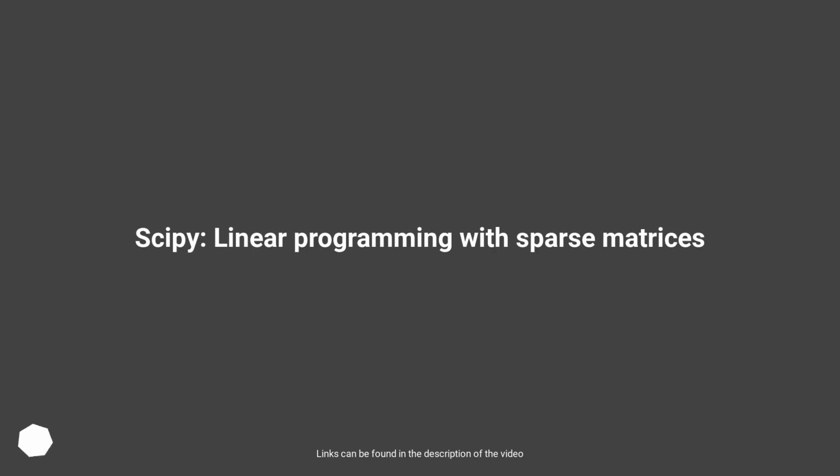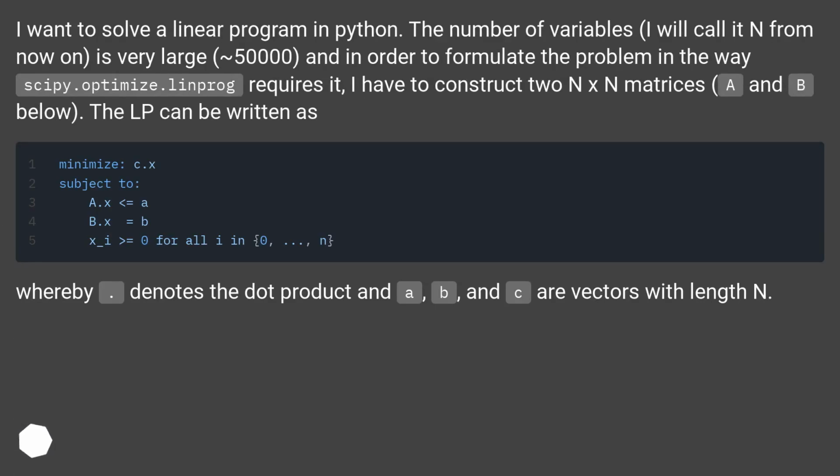Scipy, linear programming with sparse matrices. I want to solve a linear program in Python. The number of variables, I will call it n from now on, is very large, ~5000, and in order to formulate the problem in the way scipy.optimize.linprog requires it, I have to construct two n×n matrices, A and B below.